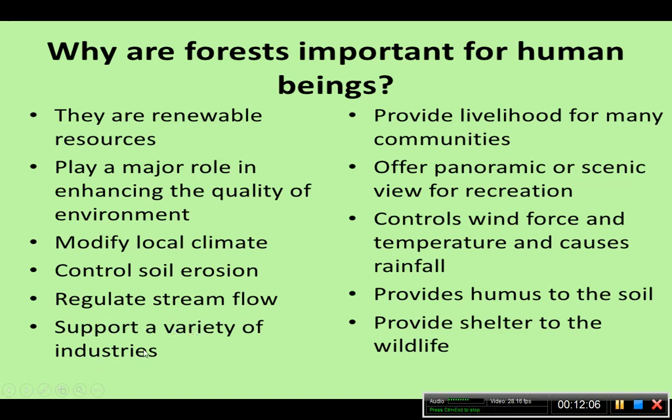Support a variety of industries. A number of industries are forest based. They get their inputs from the forest. Provide livelihood for many communities. The people depending on that forest get their livelihood from the forest. Offer panoramic and scenic view for recreation. The tourist spots can be seen in the forest areas, nearby areas, as we know that they enhance the scenic beauty. So that way they offer panoramic and scenic view for recreation. Recreation, you know, is a kind of enjoying the time.